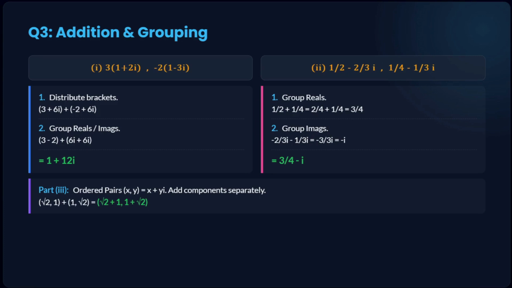For part 2, apply the same grouping rule. Find a common denominator for the real fractions, giving 3/4. The imaginary fractions already share a 3, adding up to -1i. And part 3. Ordered pairs are just coordinates. Add the x parts and y parts, and you are done.